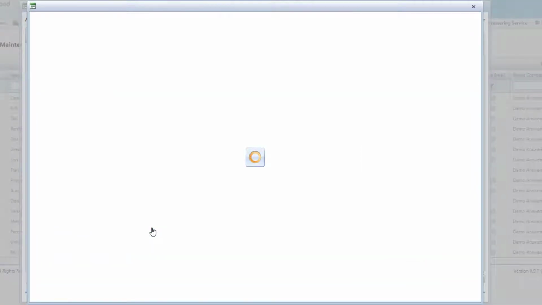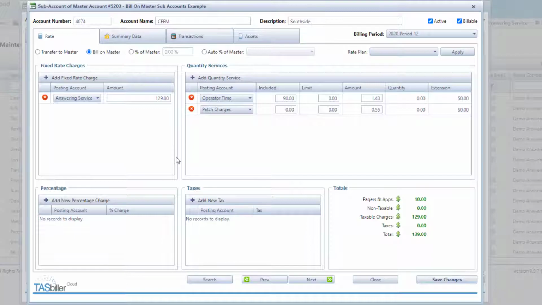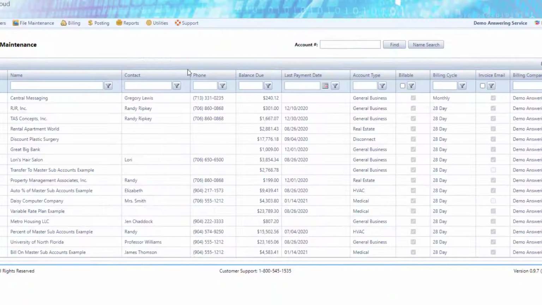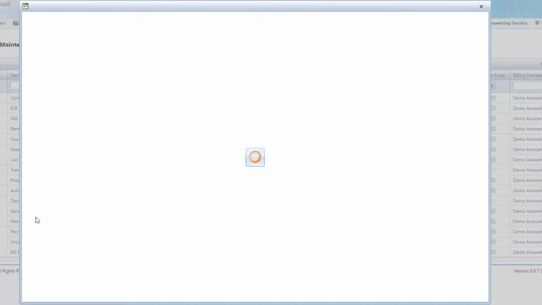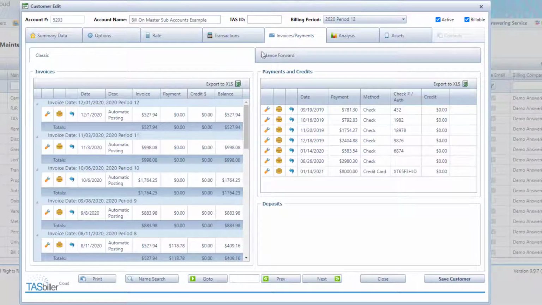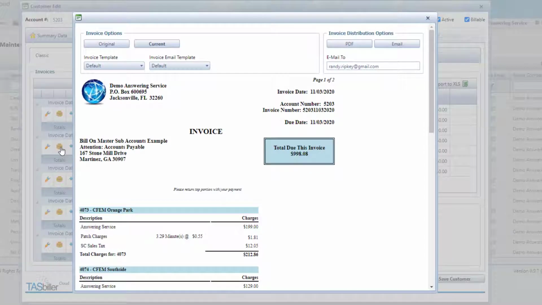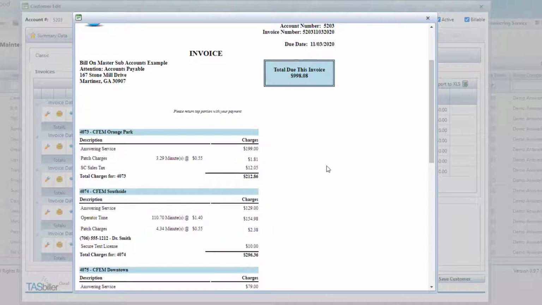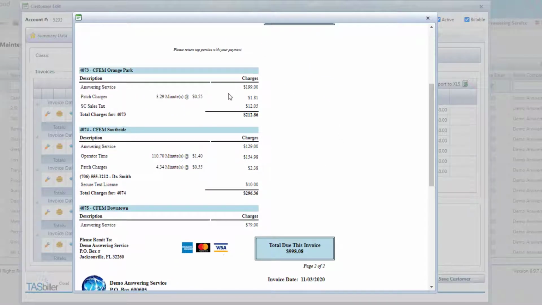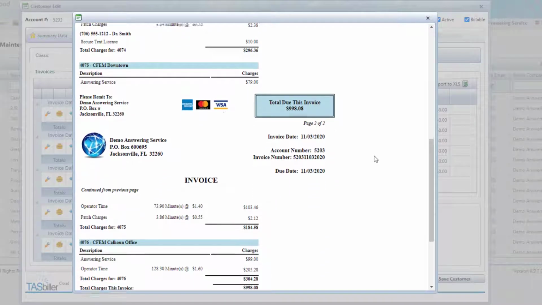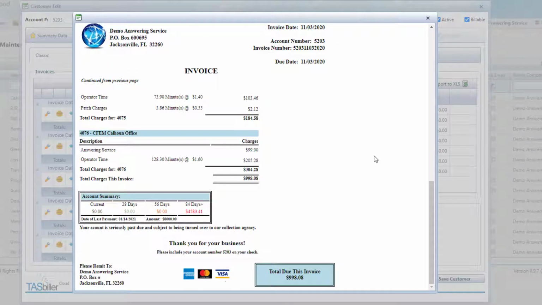So each sub-account will have its rate plan set up. For the sub-account, we'll have its base charge, its usage charges, quantities included, and so forth. So that's bill on master, and I'll show you an example of this invoice. So in this example for the bill on master invoice, here's one invoice for the total dollar amount, and each office shows its own base charges, usage charges, and totals, with a grand total for all of the offices combined.